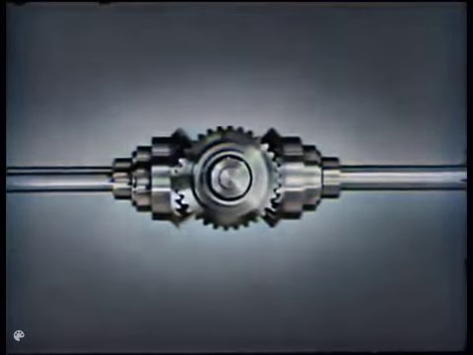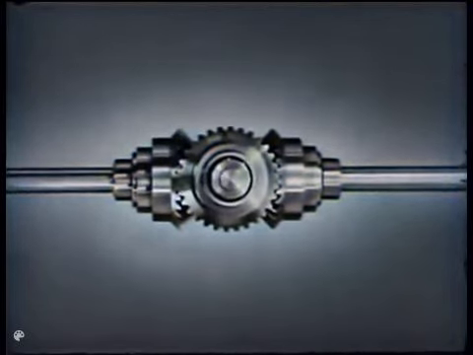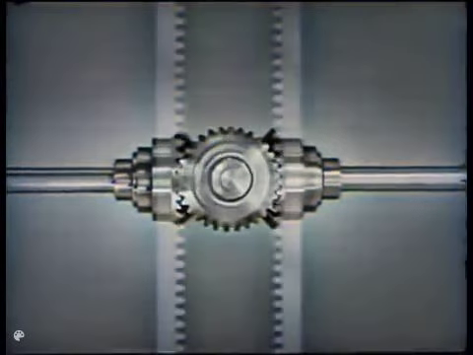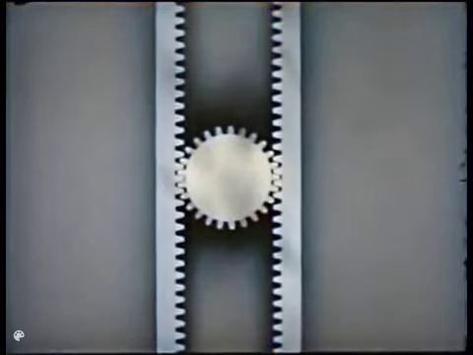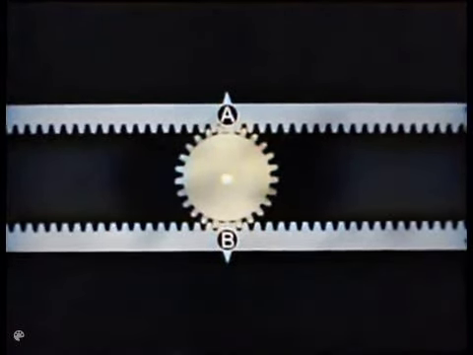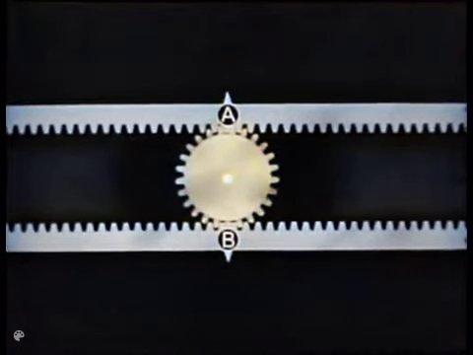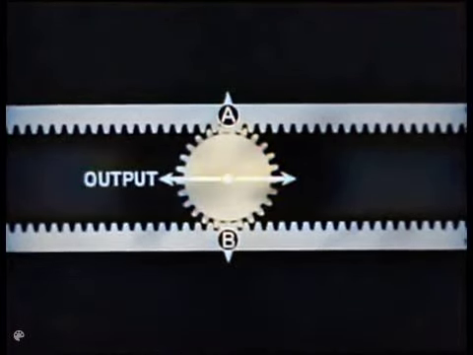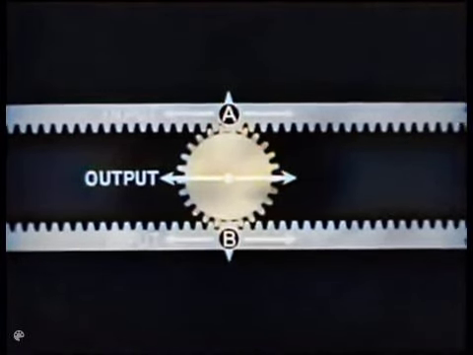Essentially, this differential is a gear between two gears. Now imagine that you cut the end gears and make them flat. You now have a pinion between two racks. The operating principle is the same as the bevel gear type. Either rack, A or B, or the pinion may be used as the output. The other two parts then are inputs. We'll use the pinion for output, the racks for inputs.